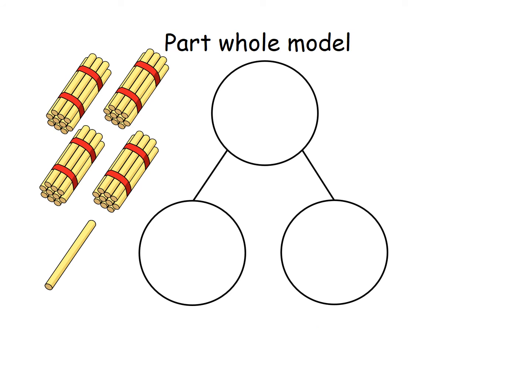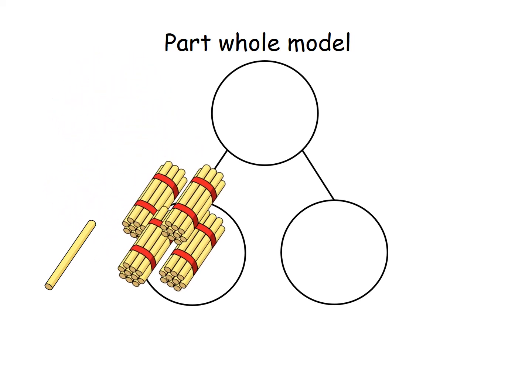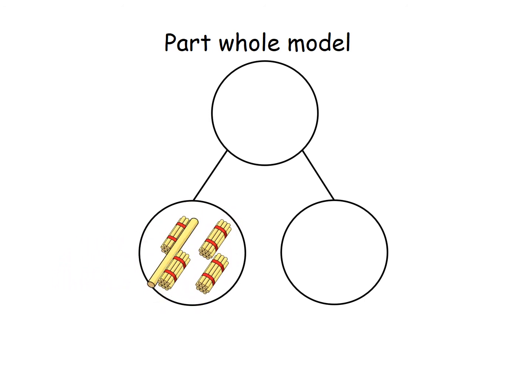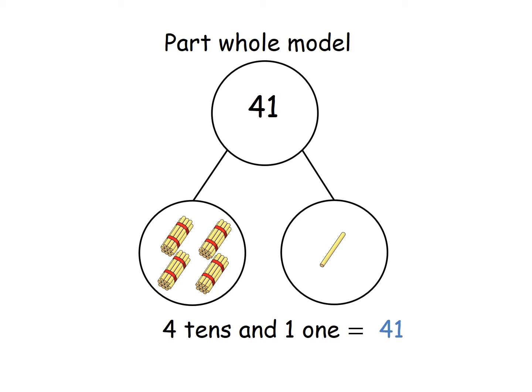This time we've got bundles of straws and ones. Pause the video and have a go at it. Fill it out. Can you put it in the part whole? There goes the 10s and the ones. So I've got 4 10s and 1 1. That makes the number 41. Well done if you got that.